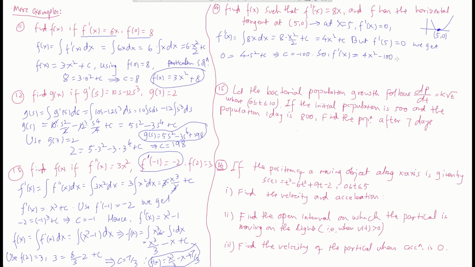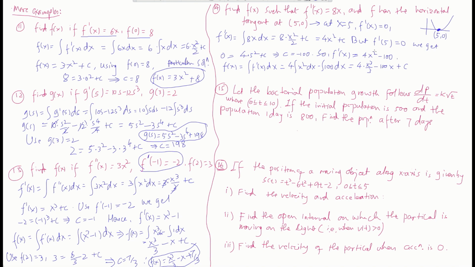But you need to find f(x). How do I find f(x)? Again, integrate. So f(x) equals the integral of f'(x) dx. That is 4 times the integral of x squared dx minus the integral of 100 dx, right? If you integrate that, you will get 4 times x cubed over 3. And you pull that 100 out and there is left 1. The antiderivative of 1 is x. So you get negative 100x plus the whole constant c.